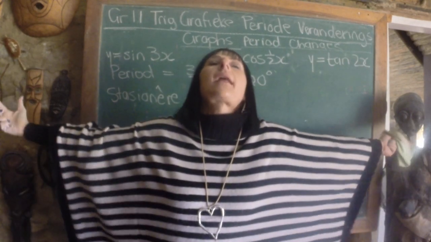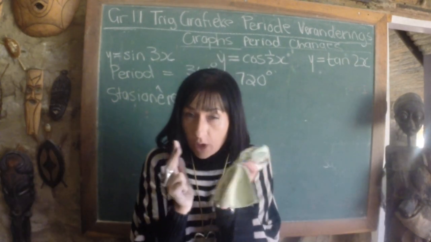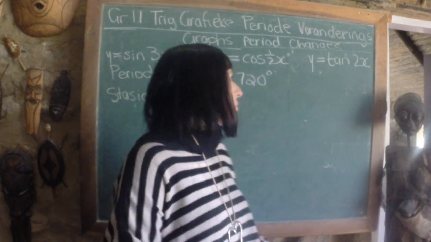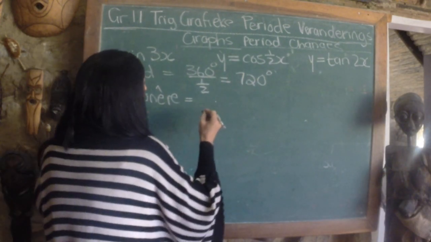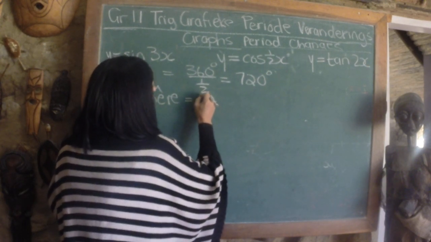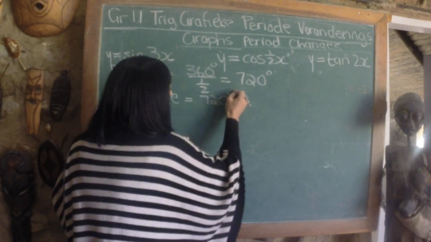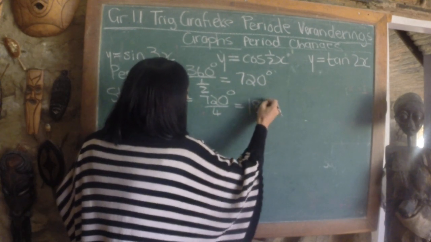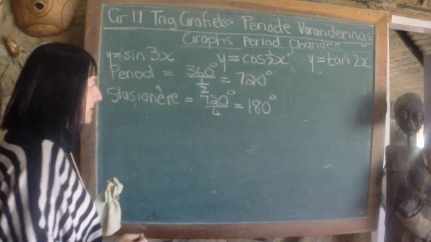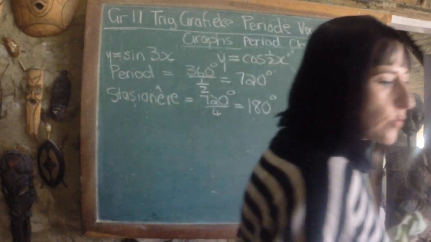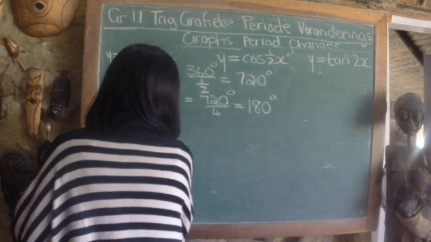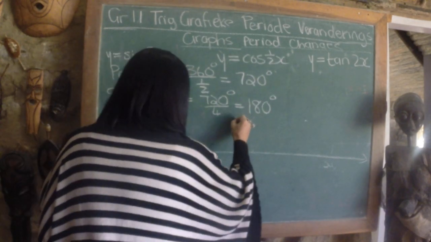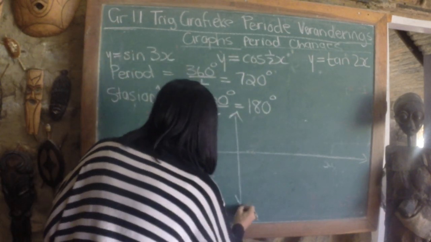Hy gaan uitgerek word. Hy gaan nie soos die voriges in mekaar gedruk word soos 'n konsertina nie. Hy gaan uitgerek word. So kom ons kyk wat is die nuwe stationêre punte. Stationêre punte, take 720 divided by 4, en hy gaan hier in 180 grade, 180 degrees. So let's draw this one from minus 360 up to 360. So we take a bit of a minus side as well.